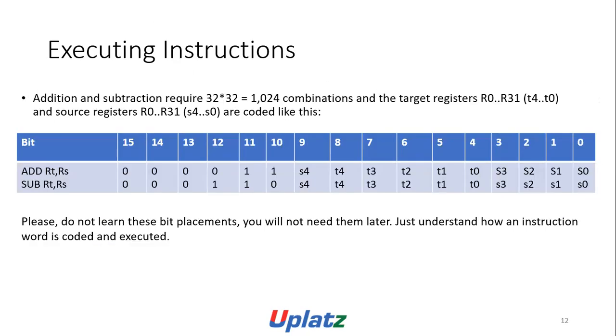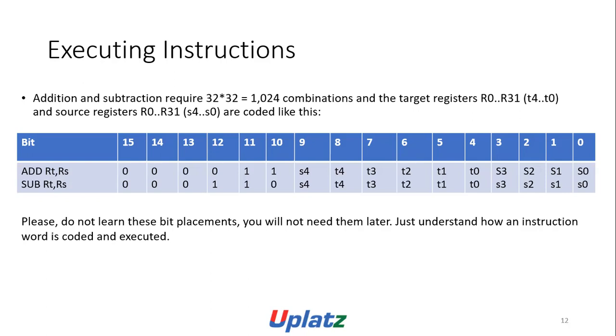Executing instructions, addition and subtraction. The target registers R0 to R31 are coded as T4 to T0, and the source registers R0 to R31 are coded as S4 to S0. Now consider adding RT to RS. The instruction is 0000 11 S4 T4 T3 T2 T1 T0 S3 S2 S1 S0.